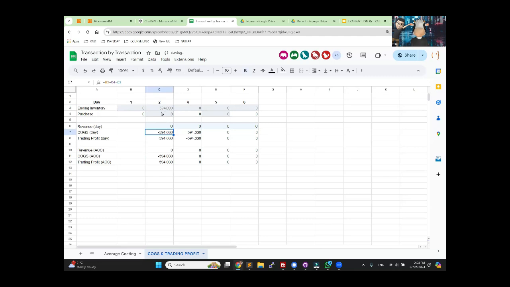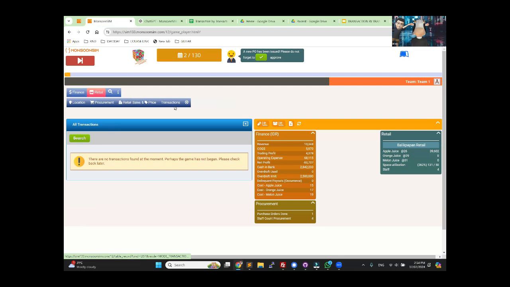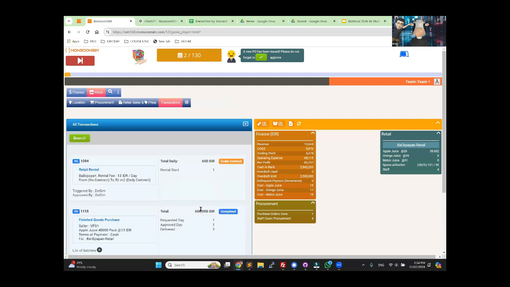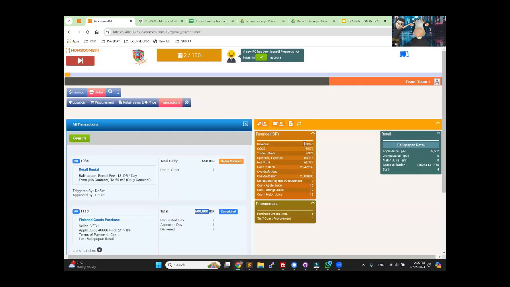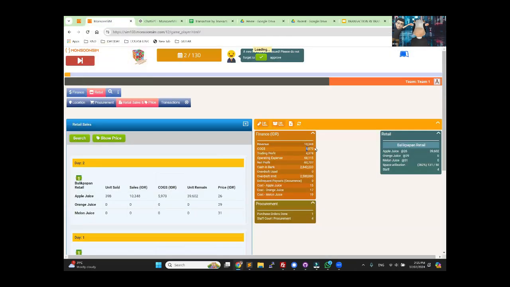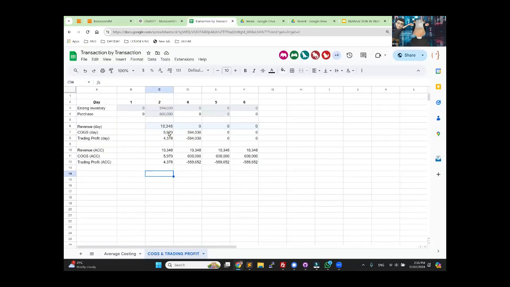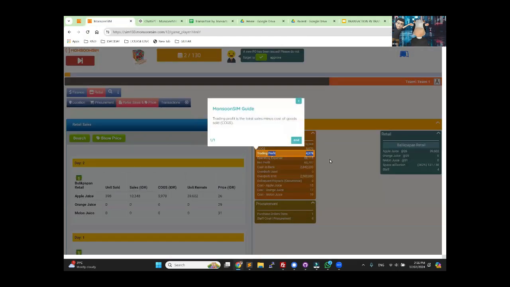Now, how much did we purchase today on day 2? If you look at our purchasing on day 2, how much did we buy? 600,000. So day 2, we purchased 600,000. Let's take a look at our revenue, which is 10,300. Now let's compare this with our KPI. 5970 is our COGS, and that is this 5970. You look at this formula. This is the formula. Therefore, your trading profit is 4378, this one.